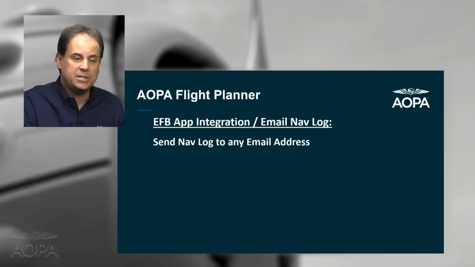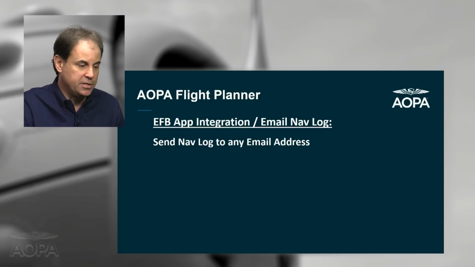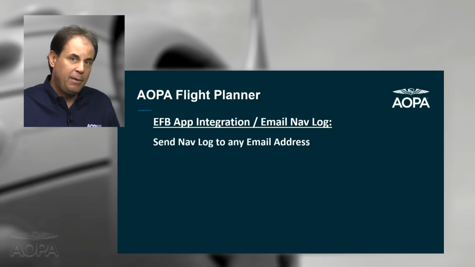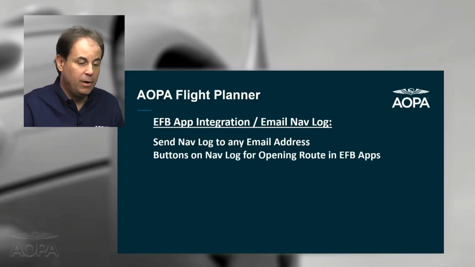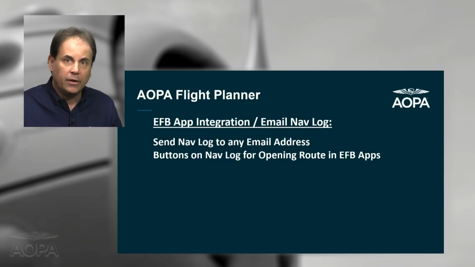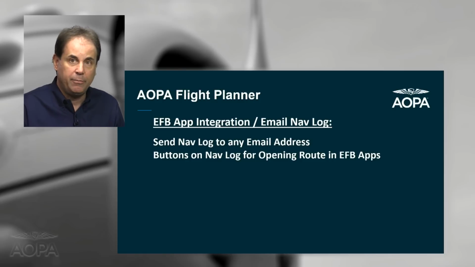So you can send this nav log that has these magic buttons. You can send that to any email address. You could send it to yourself, and you could also send it to a flying buddy. I know people that fly in 2-ship and 3-ship groups or formations. One guy will plan the flight, and he'll send this nav log that has this button to his 3 friends. And the nice thing about this is this nav log has these buttons that allow you to open the route in our supported EFB apps.